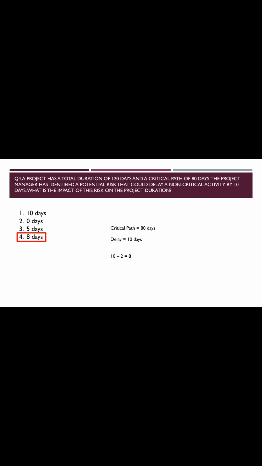Now let's move to question number 5. A project has a total budget of 1 lakh and is expected to take 12 months to complete. The project manager has identified a potential risk that could increase the cost of the project by $50,000. What is the impact of the risk on the project cost performance index?